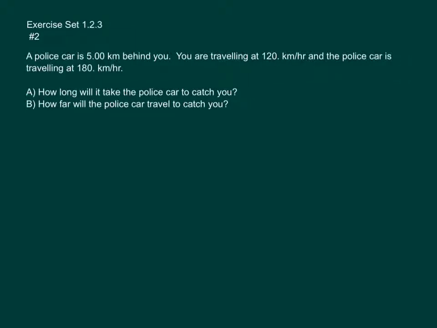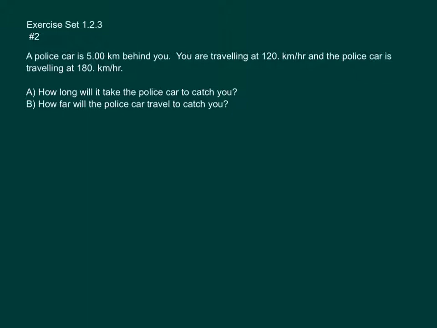Okay, we're looking at exercise set 1.2.3, number 2. It states a police car is traveling 5 kilometers behind you, and you're moving along at a rate of 120 kilometers per hour, and the police car is trying to catch you, traveling at 180 kilometers per hour. So this is a relative velocity question, in which we have both objects moving in the same direction.